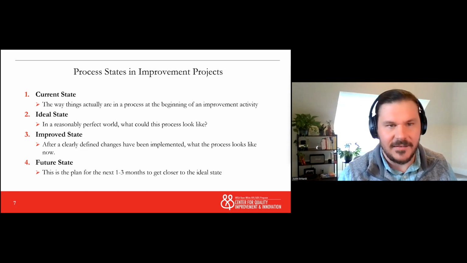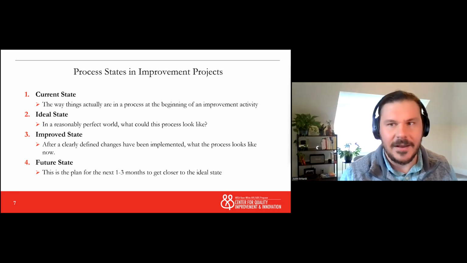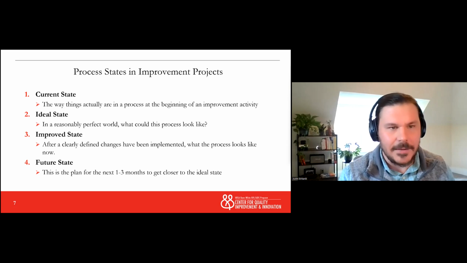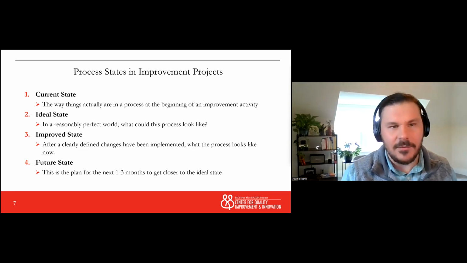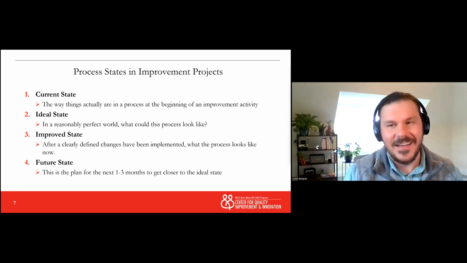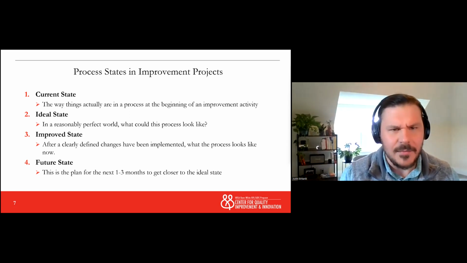What could this process look like? So we're not going to map it as if we had $1 million and a new EMR tomorrow, right? We're going to say reasonably. If we could just redesign this, what would it look like? And then the next state, once we've gone from the way things are, to the way they could work if everything was right, is the improved state.